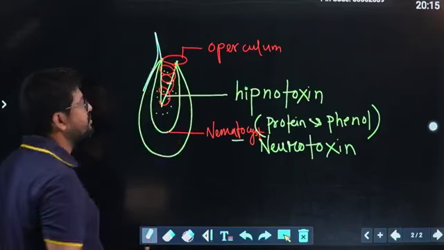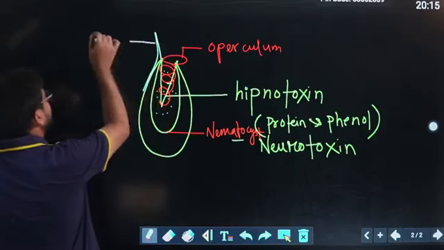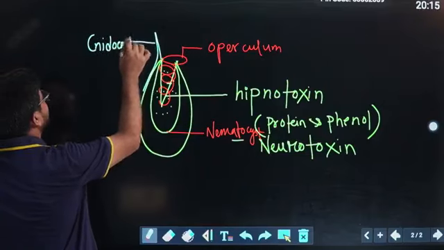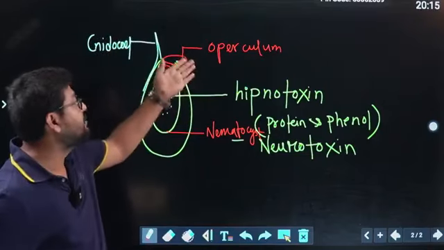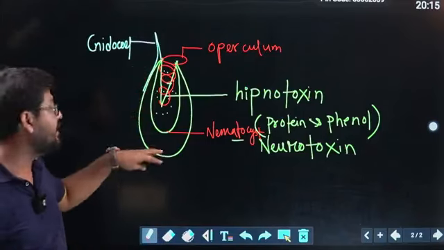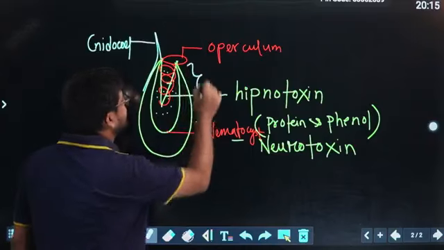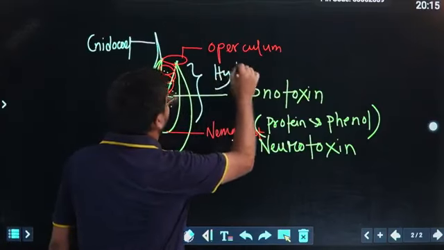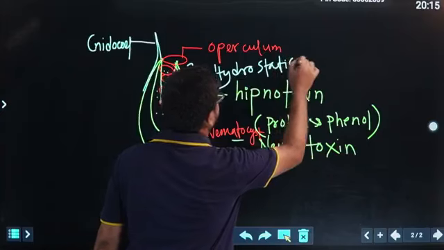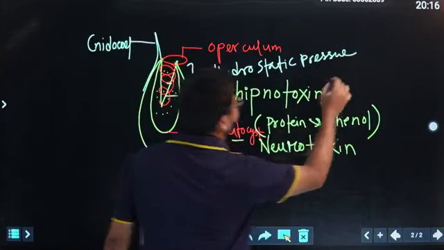This operculum can be opened with the help of a sharp and pointed structure like the trigger of a pistol, and it is called the cnidocyl. So this cnidocyl helps to open up the operculum. The things inside are present under hydrostatic pressure. You have to remember hydrostatic pressure.